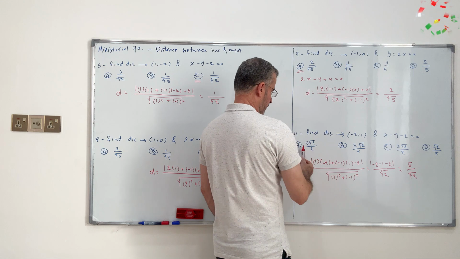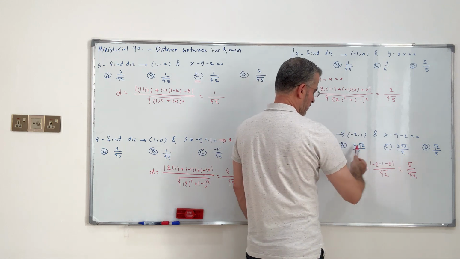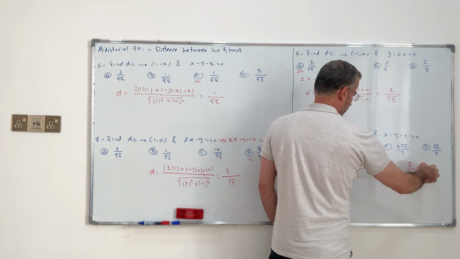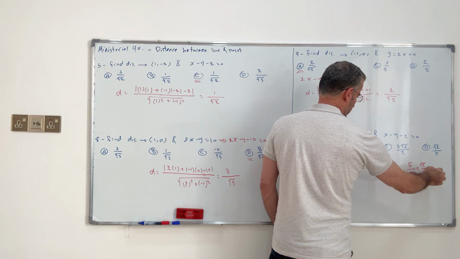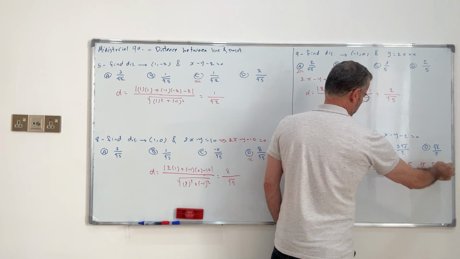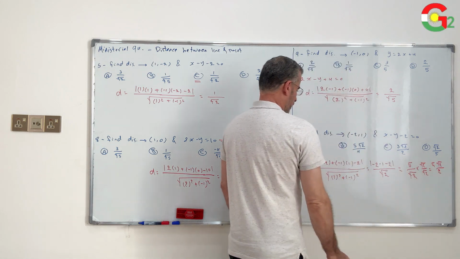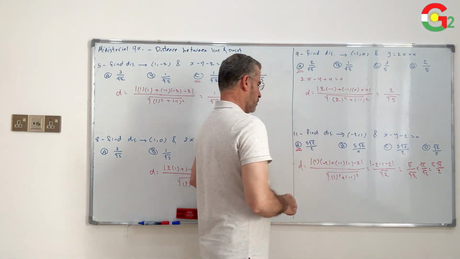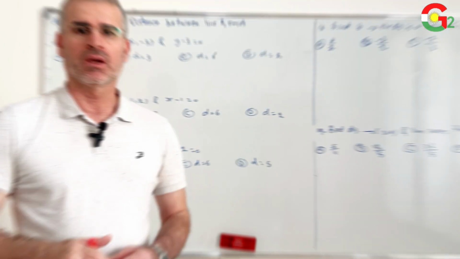Since I have no choice like this in my choices, I'll multiply by square root 2 over square root 2. Then the answer will be 5 square root 2 over 2. It is choice number A.